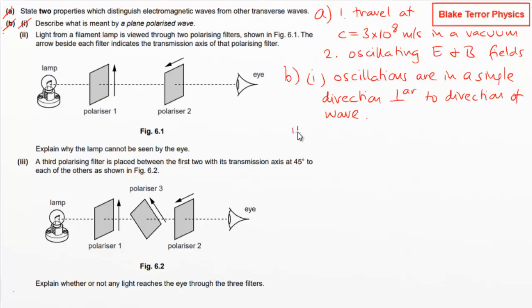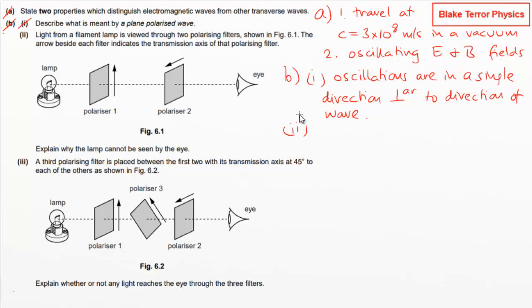Right, second part of B, we've now got light from a filament lamp viewed through two polarizing filters, shown in figure 6.1. The arrow beside each filter indicates the transmission axis of that polarizing filter. Explain why the lamp cannot be seen by the eye. Okay, so they've put these two polarizers perpendicular to each other.